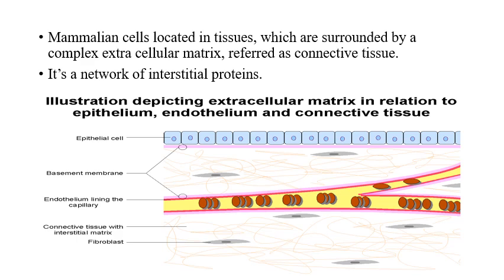Cells, we know, are the basic units of life, and these cells, which are located in the different tissues, are surrounded by a complex extracellular matrix, which is generally called connective tissue. So this extracellular matrix is nothing but a network of interstitial proteins which surrounds the cells located in the tissues.